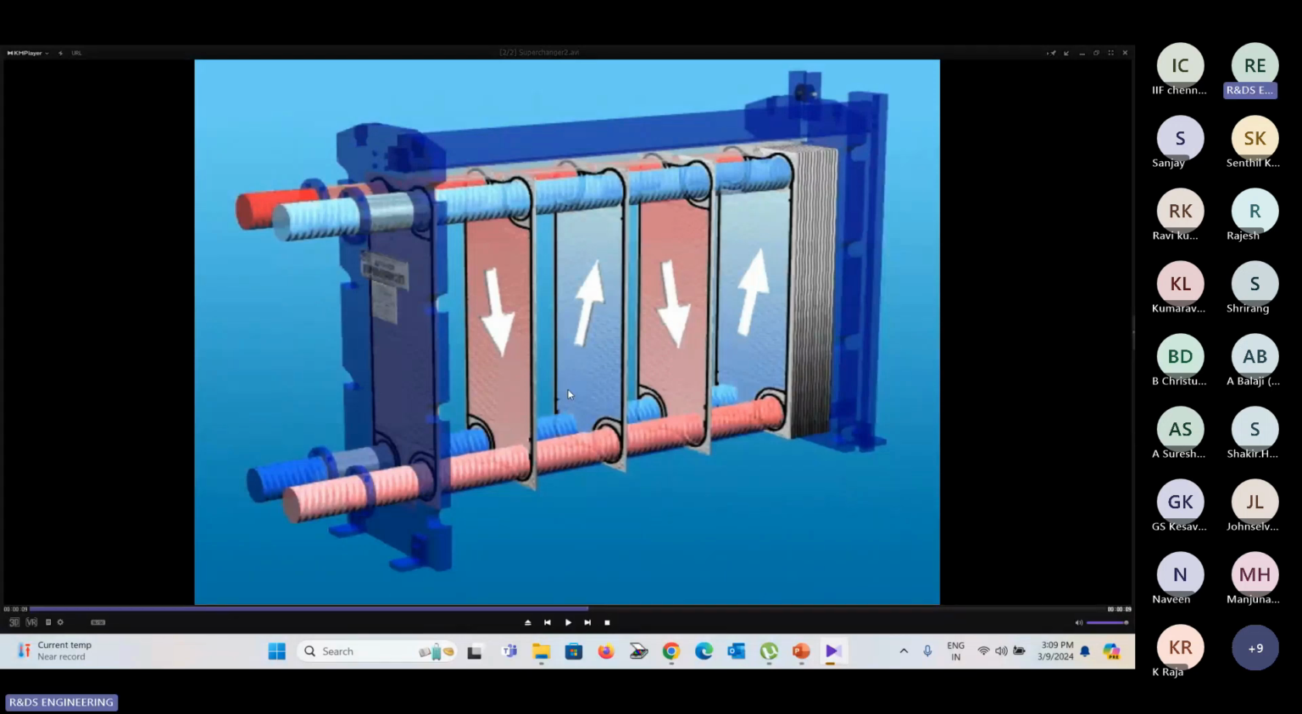If you see here, the hot fluid, suppose it is a hydraulic oil cooling application, the red is referring to the hydraulic oil, which is entering here. And this is a completely uniform distribution. Once it enters here, it will hit the last plate. The last plate will not have any hole, which we call a dummy plate. So the moment it enters here, the flow hits the last dummy plate, and then it tries to escape.